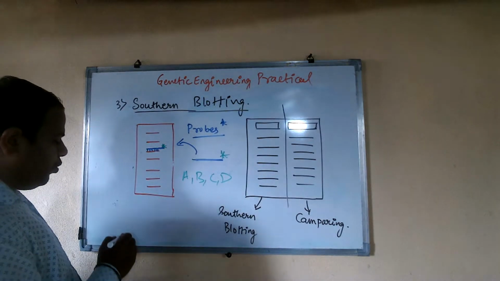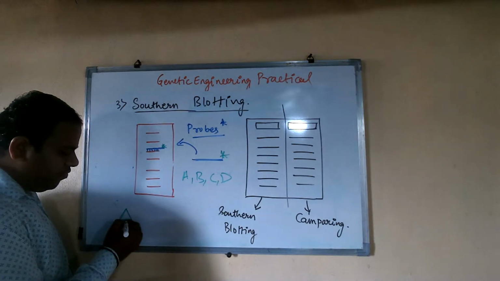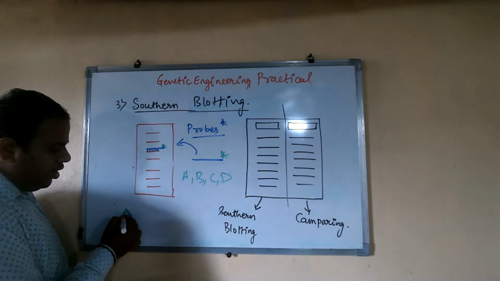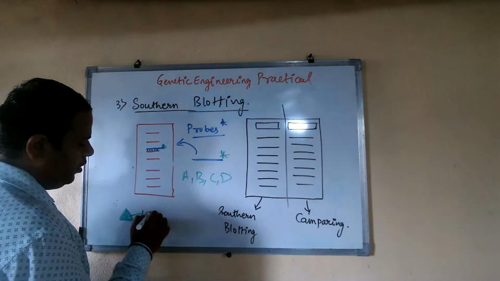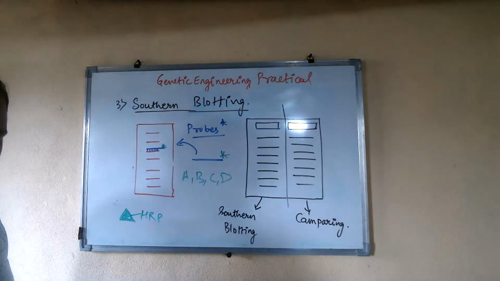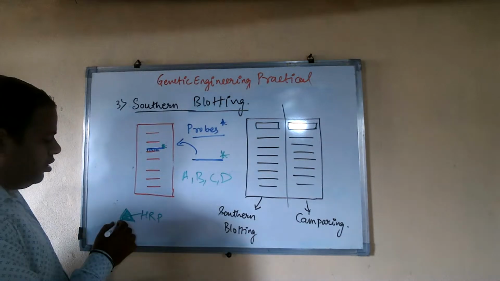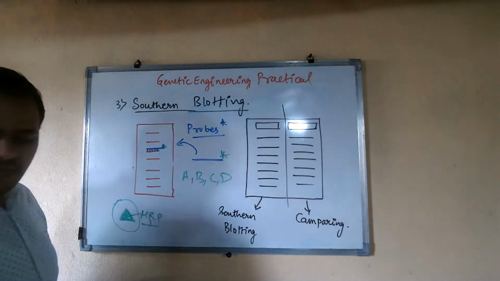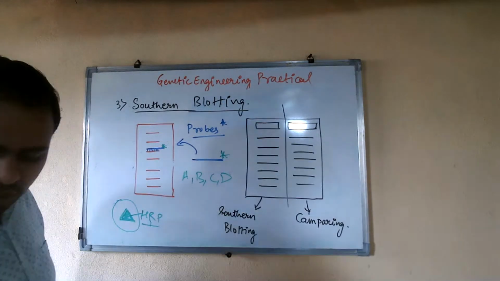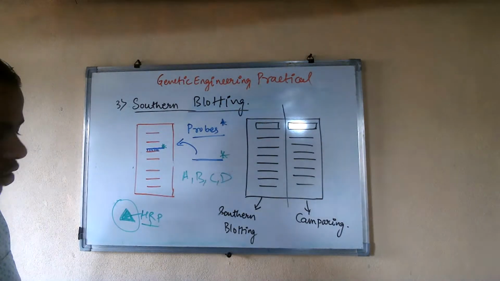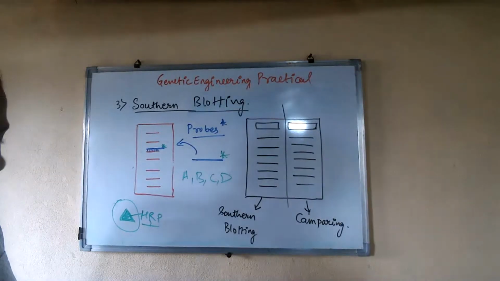So we are going to add a component called streptavidin. Suppose I am showing the streptavidin in a triangular form, and it is present along with the enzyme HRP. When you add this streptavidin along with the enzyme HRP, it joins to this particular probe. You can see the probe is going to bind at this position, and after that the HRP has bound at this position.